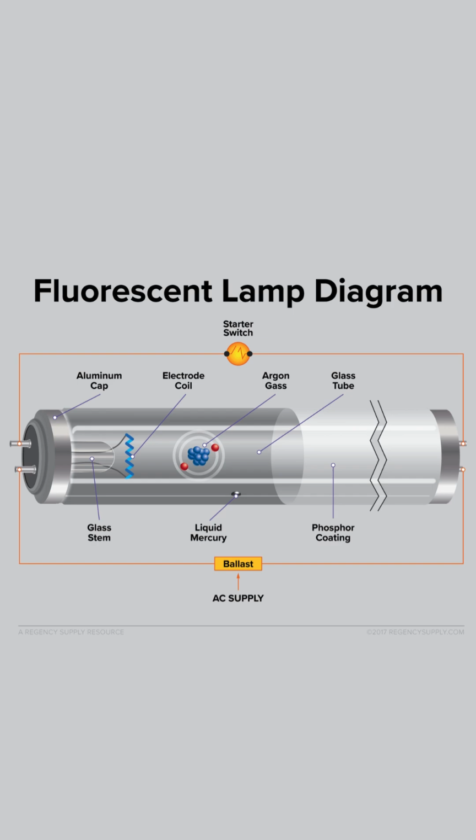Inside the tube, electrons travel from one side to another. While the electrons are traveling, the inert gas and mercury vapor inside are excited by the electric current. This produces UV light that is invisible to our eyes. This is when the phosphor coating comes in. It absorbs UV light and then emits visible light, usually white.